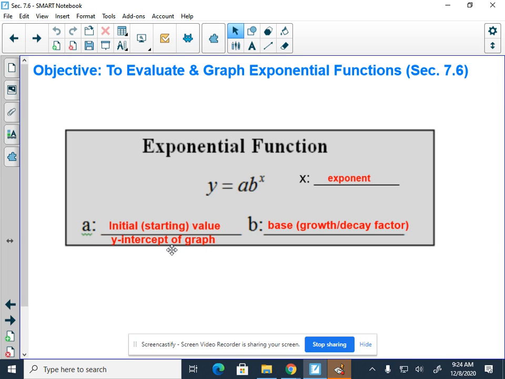We have section 7.6, exponential functions. Sorry if the mic was bumping around for those listening.